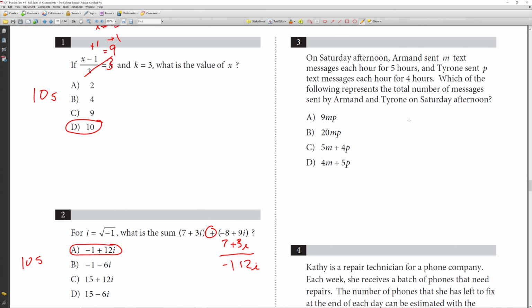Question 3, based on what we have, it looks like a passage. So we go to the end. Which of the following represents the total number of messages sent by Armand and Tyrone on Saturday afternoon? Fairly simple question. This should take about 15 seconds.